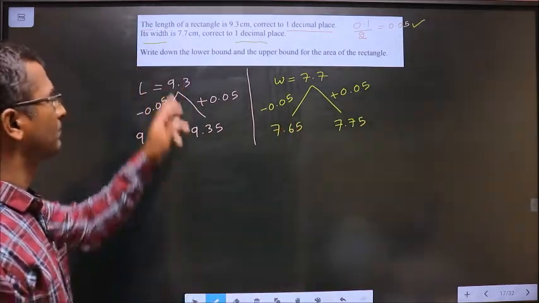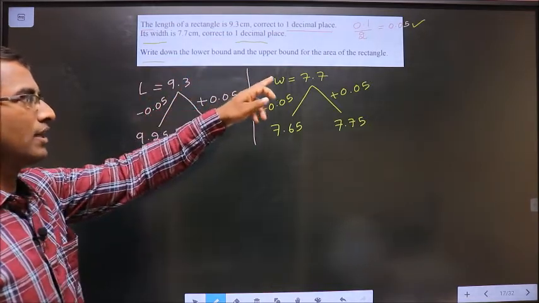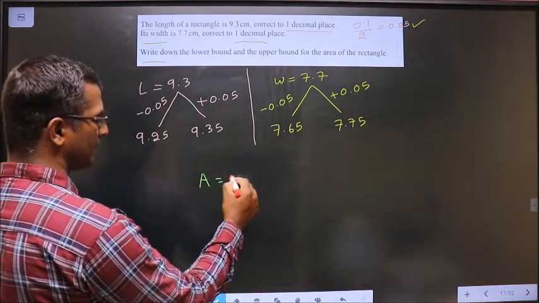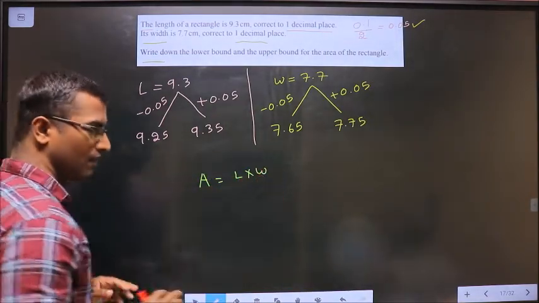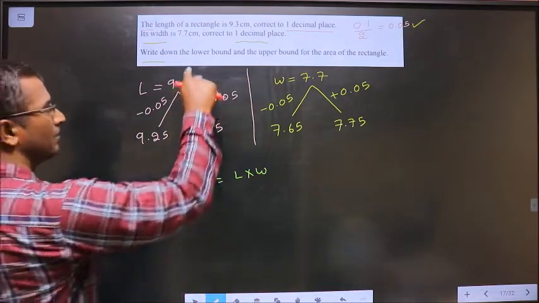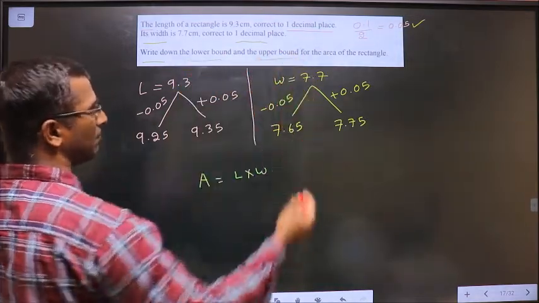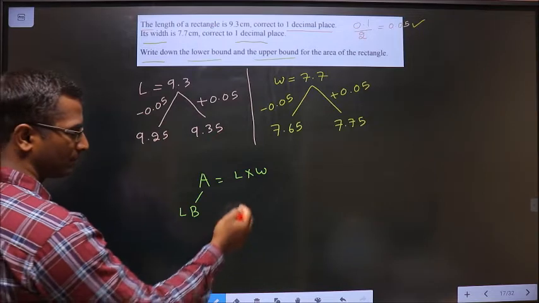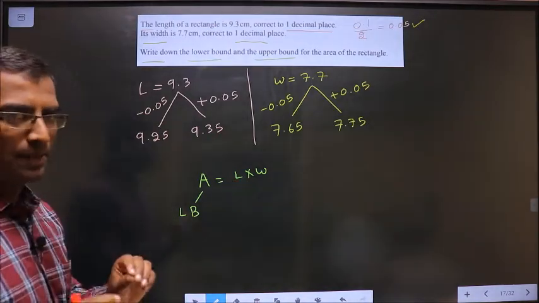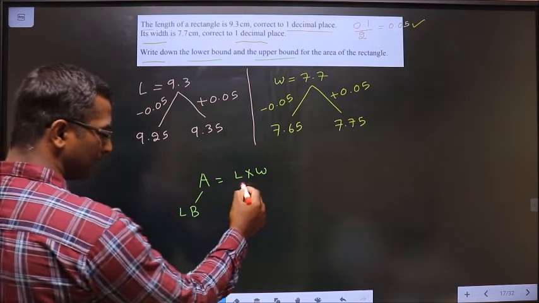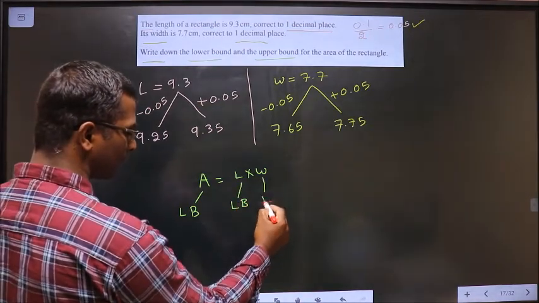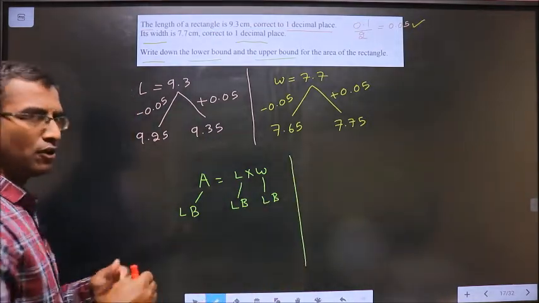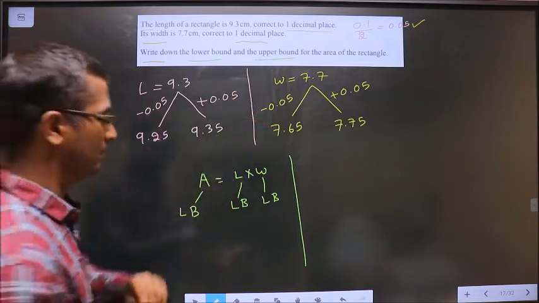Okay, now write down the lower and upper bound for the area of the rectangle. So the area of the rectangle formula is length into width. Clear? Now you need both the lower bound and also the upper bound. To get the lower bound for the area, analyze, this is a multiplication. In multiplication take both lower, then the result will also be lower. Clear? You also need the upper bound.